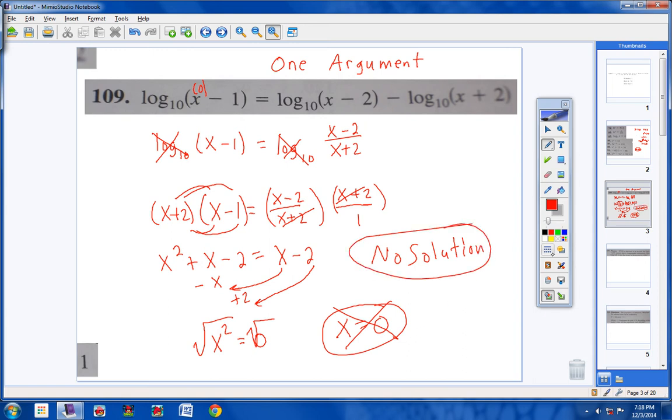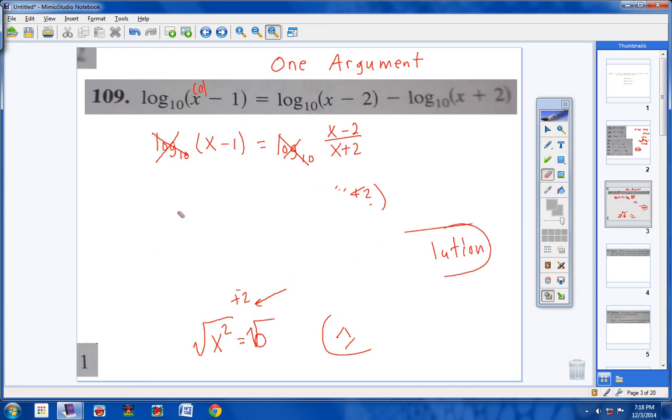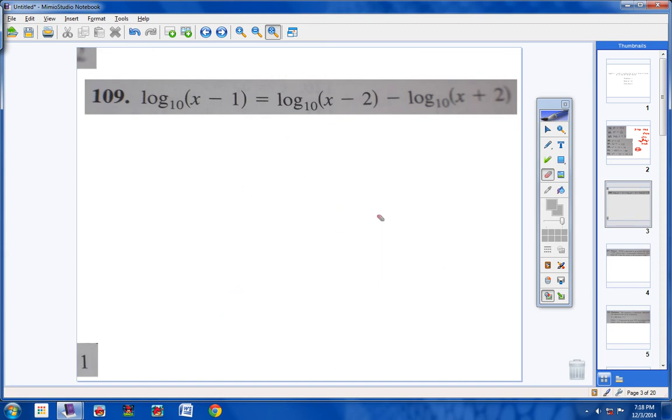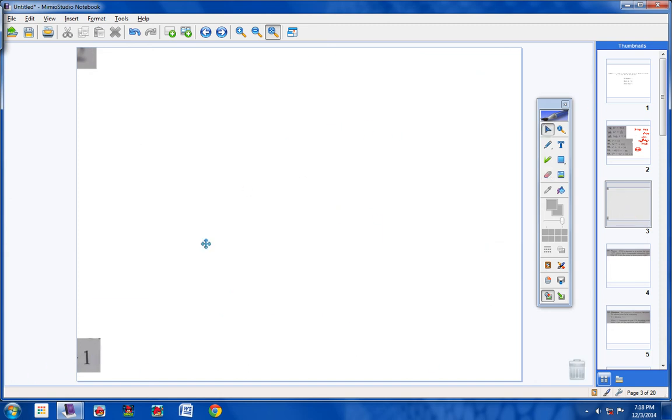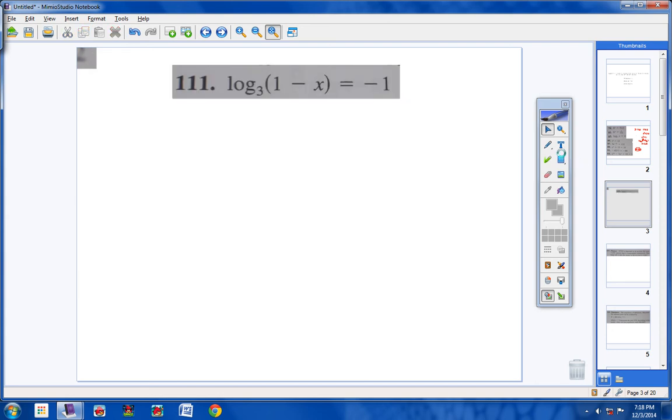There we go. Moving on to number 111. Alright, now notice here, students, we have one logarithm on one side, and there's no number here to the left. So we're going to go ahead and write this exponentially. So 1 minus x equals 3 to the negative 1. Okay? Now 3 to the negative 1 is 1/3.